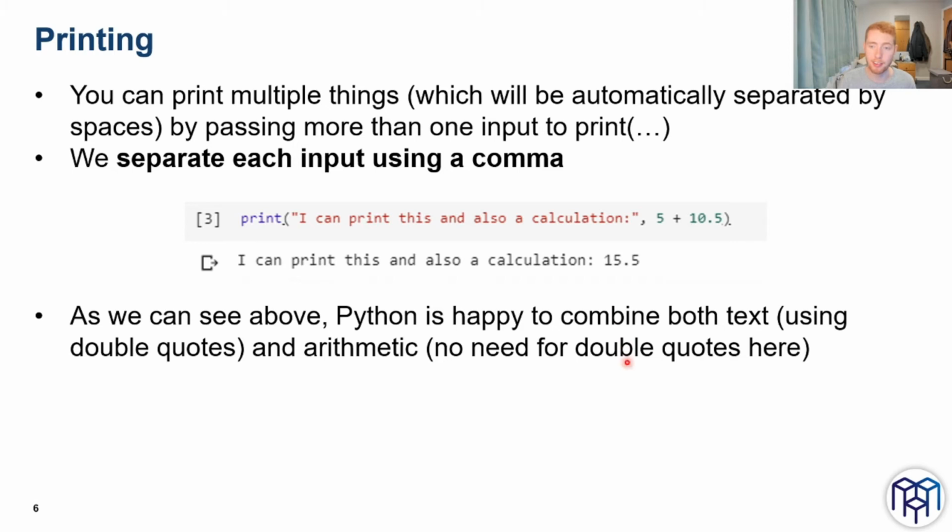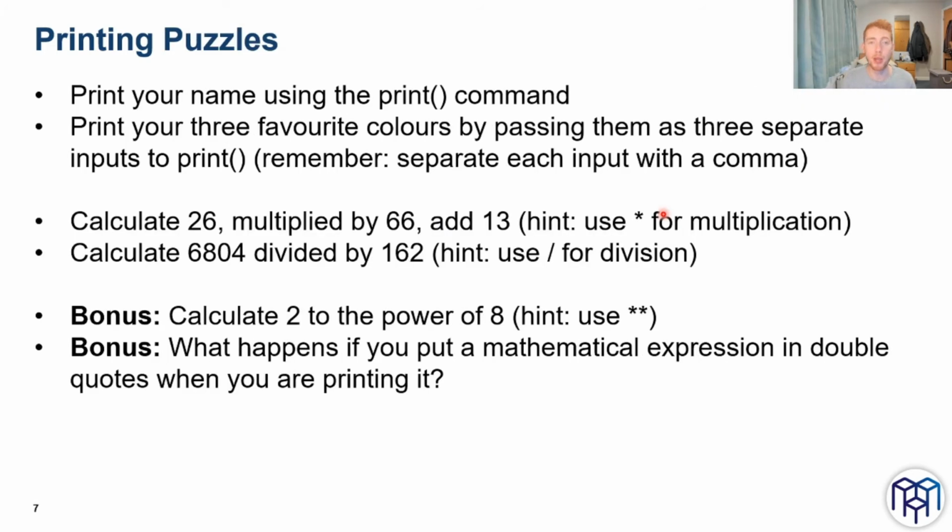And so as we can see from this example, we can combine text data and numeric data together in a print, separated by a comma. Python has no issue with that. But the important thing is, text data has quotes around it to let Python know, and numeric data doesn't because it's not text.